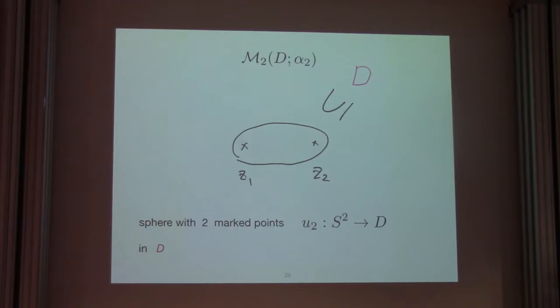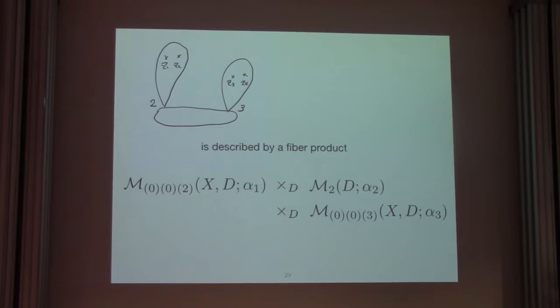So you have these three moduli spaces, and you have this fiber product. So this guy described here, and this guy described here, and this guy described here, and this mark point gives an evaluation map to D, and you equate that they are equal. So this is a fiber product over D. So you have three moduli spaces and the double fiber product over D. So this is a kind of fiber product description of this particular moduli space.